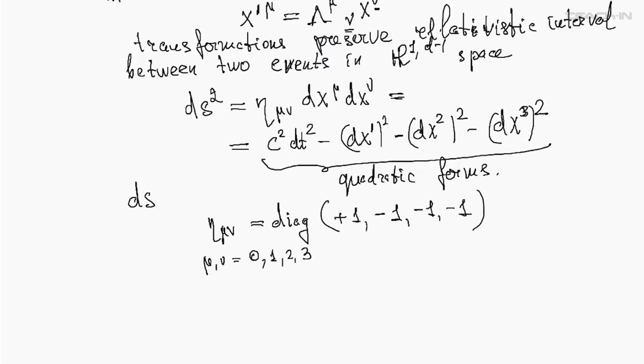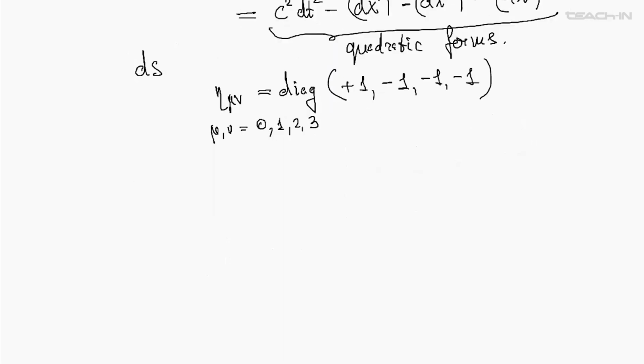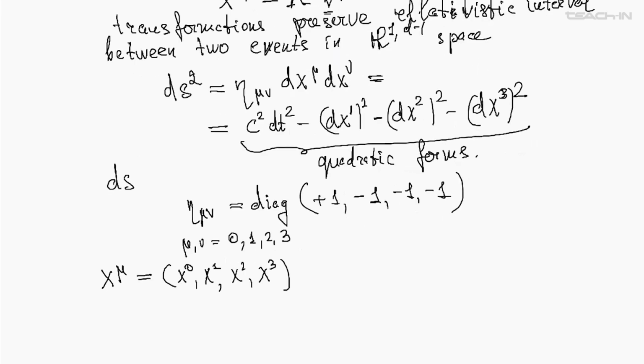Now we consider the vector x^mu, with components x0, x1, x2, x3. In this diagonal form it's +1 and the rest is -1, but in some places it's -1 and then +1. What's the difference between them?